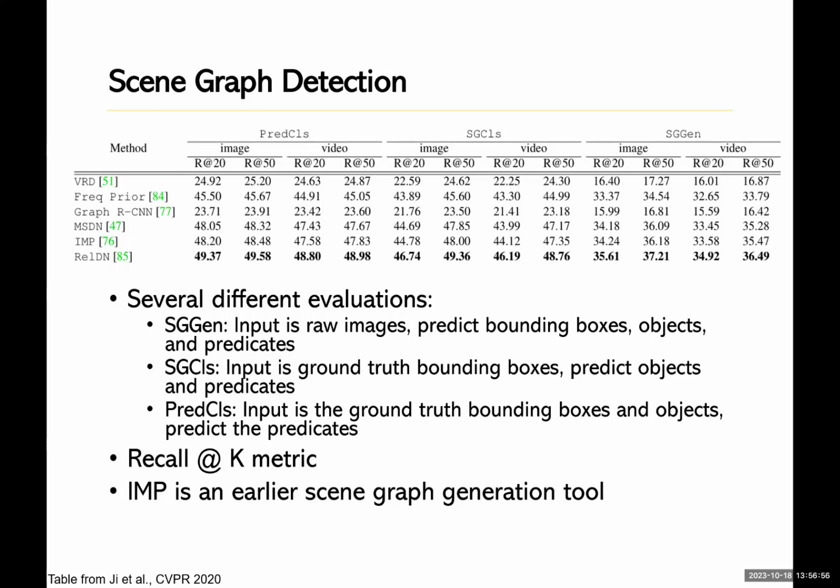What's interesting here is you can start to see how the different components impact the overall accuracy. Predicting only the predicates, your recall numbers are still only about 50. This should be a big hint that we're dealing with a pretty difficult problem, because these are recall numbers at a certain amount.